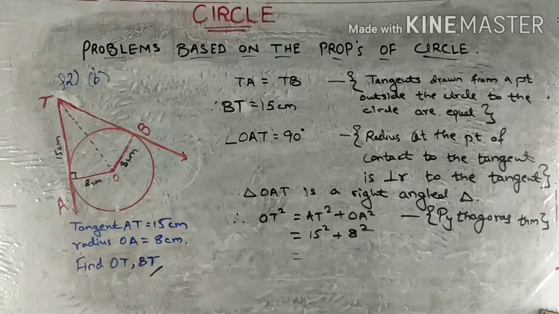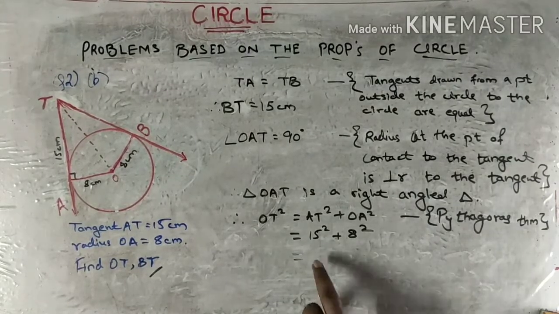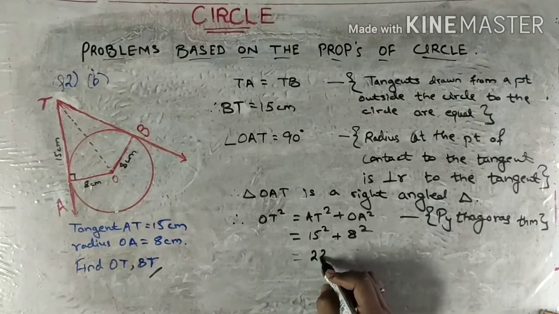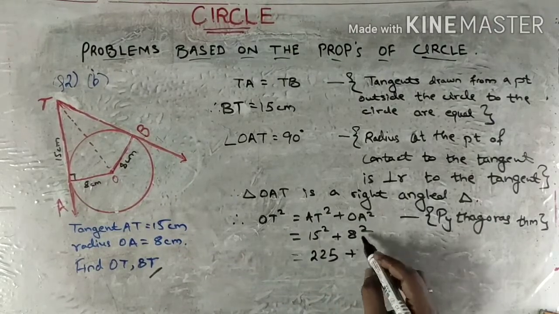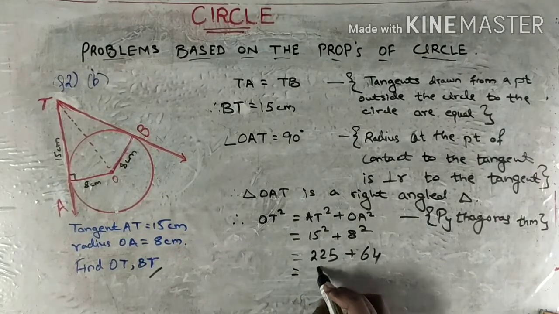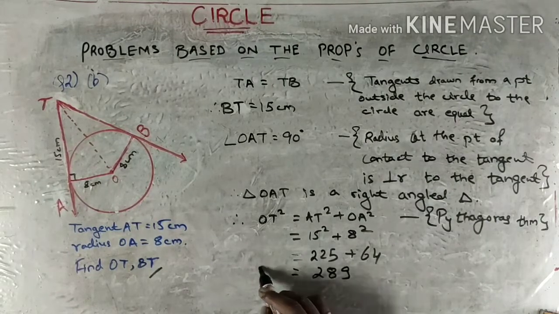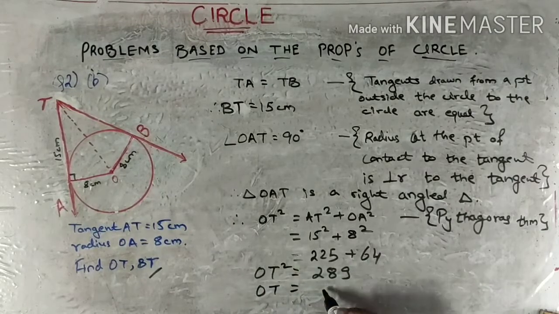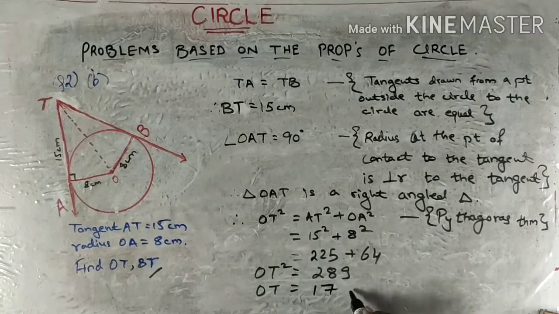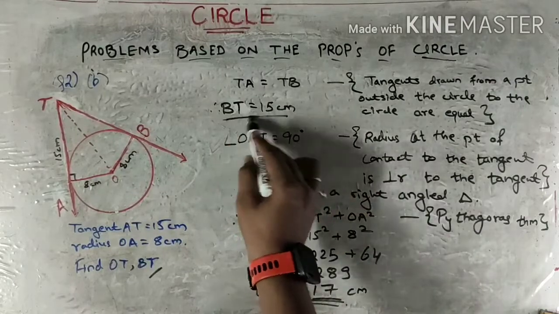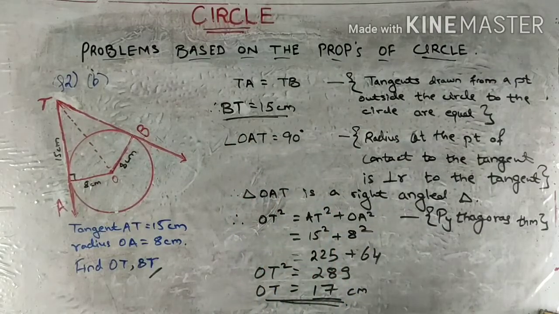gives me, so 15 square is 225 plus 8 square is 64, total gives me 289. That is my OT square. So OT will be square root of 289, and that is 17 centimeters. With this, we find the length of both BT and OT.